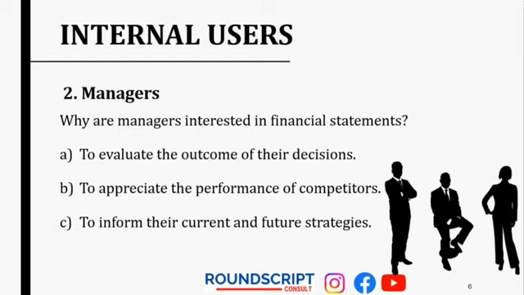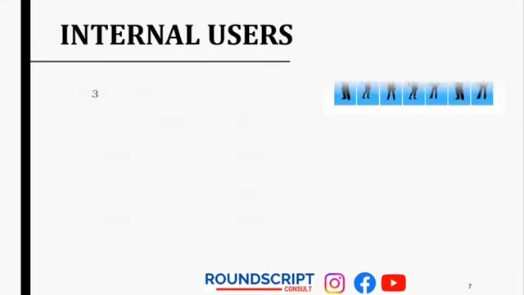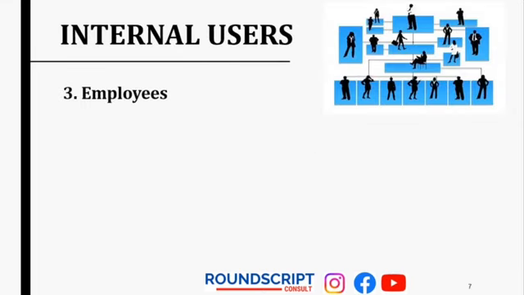Another reason why managers might require accounting information is to inform their current and future strategies. So based on the information they get from the current financial statements, they are able to make adjustments to current strategies, which would feed into future strategies to help the business progress in specific areas. Another set of internal users are the employees of the organization.